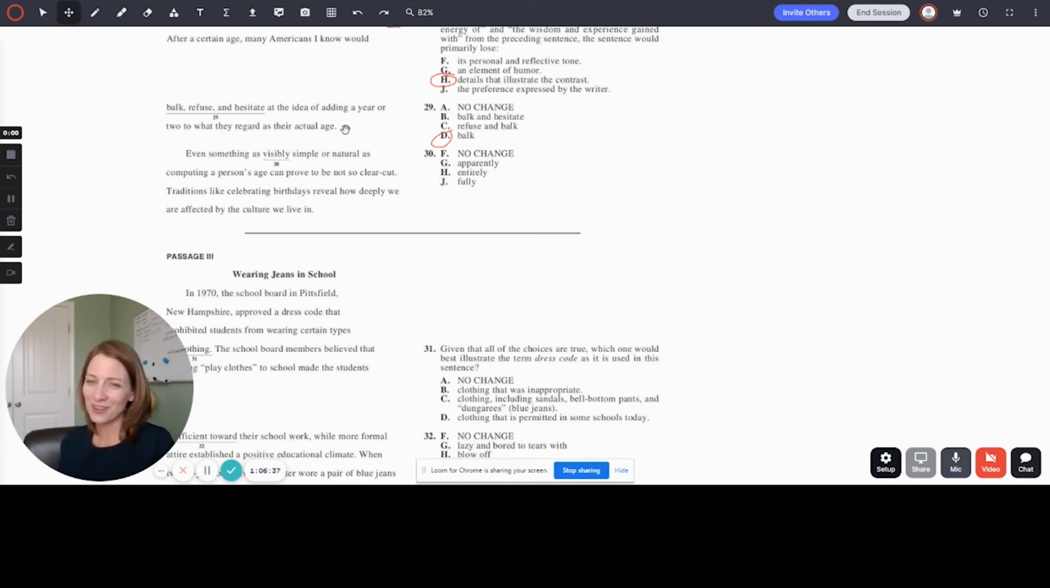30. Okay, so we're going to check, see how I did. Even something as visibly simple or natural as computing a person's age can prove to be not so clear-cut. Traditions like celebrating birthdays reveal how deeply we are affected by the culture we live in. Okay. Even something as visibly simple, apparently simple, entirely simple, fully simple. I would say apparently. You would think it would appear to be simple.